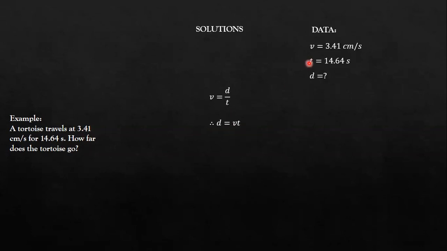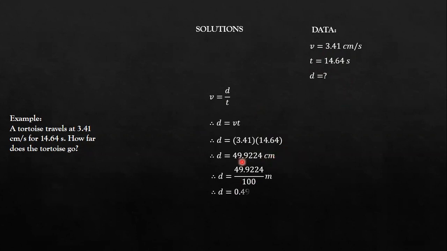We are given the speed, which is 3.41 centimeters per second, and we are given the time, which is 14.64 seconds. We substitute those values. When we plug all of this into the calculator, we get that the distance that this tortoise covers in 14.64 seconds while moving at this speed is 49.9224 centimeters. Now I'm going to convert to SI units. For me to convert from centimeters to meters, I just divide by 100. And therefore, the distance is going to be 0.499224 meters. Now it is in SI units.